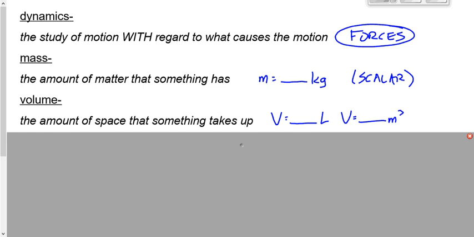Now again, I wouldn't lose too much sleep over the units for volume. That's more of a chemistry thing. We don't deal with volume too much in Physics 20 or Physics 30. Mass, yes. Volume, not so much. Again, I just want to distinguish between the two.